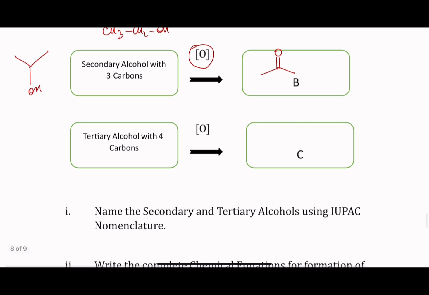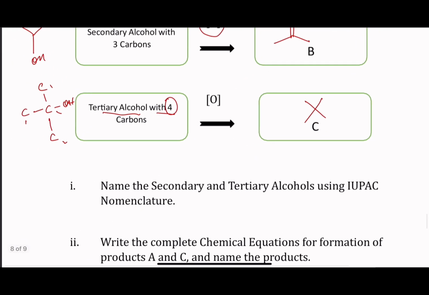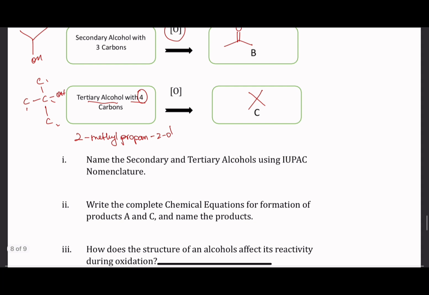Now, tertiary alcohol with 4 carbons. Tertiary means that this carbon which is attached to OH needs to be surrounded by 4 carbons. Now, this is the one we have, and then we have 4 carbons, right? 1, 2, 3, 4, and all together. Oxidation, there's no reaction. And the name of this is going to be just 2-methylpropan-2-ol. Name the secondary and tertiary alcohols.